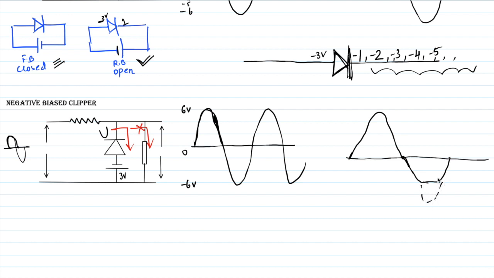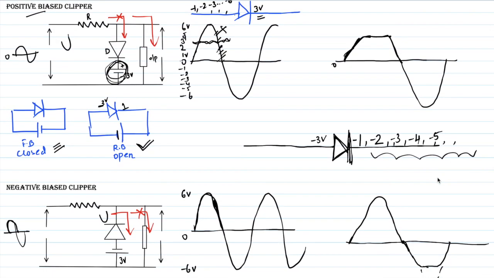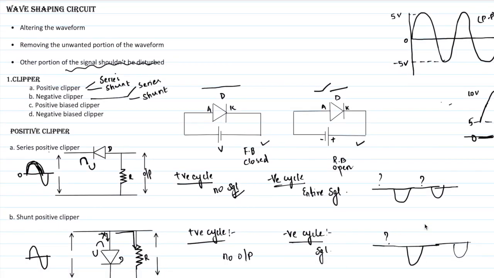For the positive biased clipper and negative biased clipper, one thing you have to do is consider each voltage level, minus 1, minus 2, minus 3, and check whether the anode is more positive or the cathode is more positive. Depending on that, you will decide whether the diode is open or closed, where the current actually flows, and where you will get an output. Based on these conditions, you will get the required output. So this is all about wave shaping circuits.